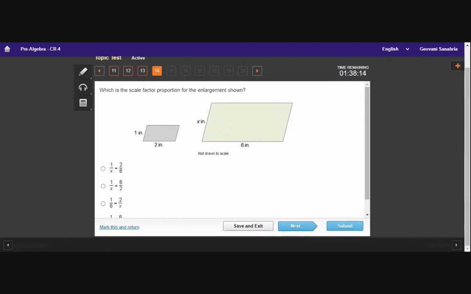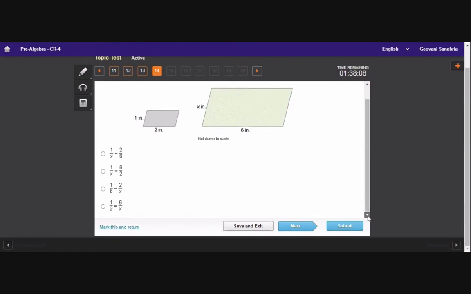Which is the scale, the proportion for the enlargement shown. Okay, so how do you get? Oh, I see what it's doing. I mean, I know the factor is 3, right? Yeah, but it's asking how do you set up the thing. Well, how do you set it up then?